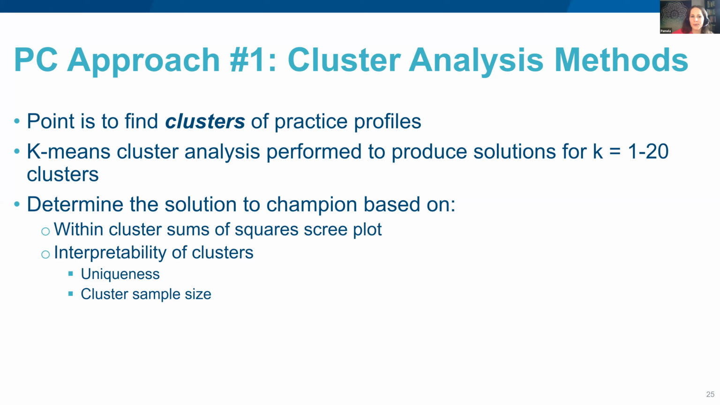And then the way you determine which solution you want to champion is by looking at a couple of different things. We looked at the within-cluster sums of squares scree plot. That really helps you land on the number of clusters you want to look at. And then you also really need to look at the interpretability of your clusters as well. So things like uniqueness: are the clusters unique from one another? What are the sample sizes? Are they large enough to be meaningful? Things like that.